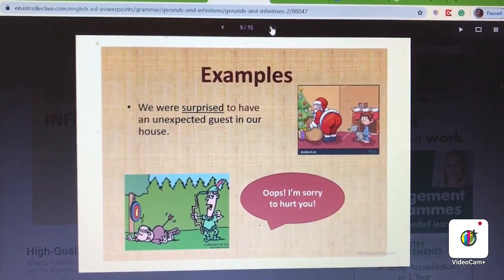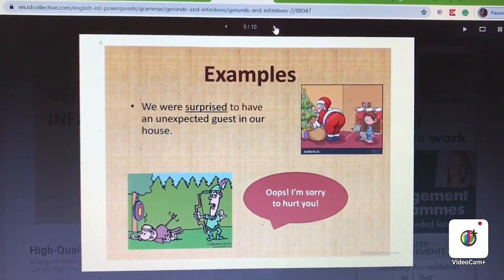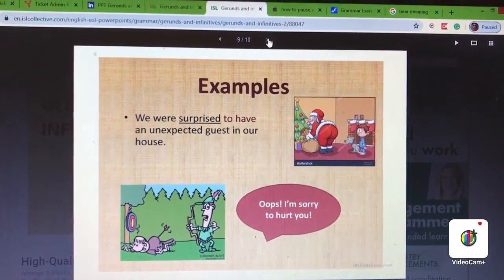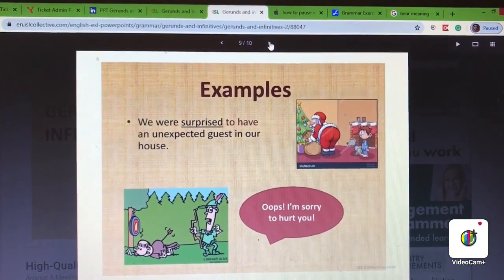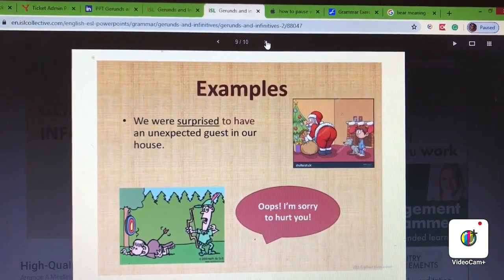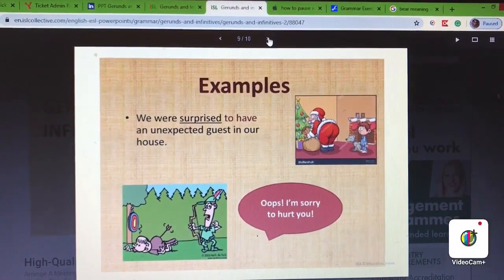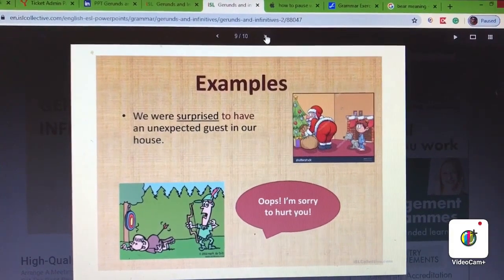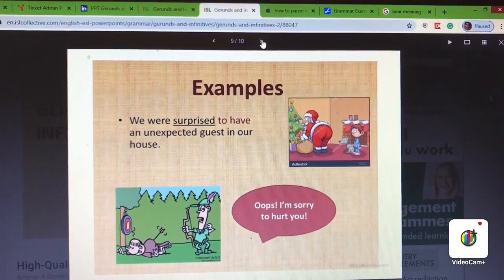Look at this example. We were surprised to have an unexpected guest in our house. It's not a compound sentence, it's a simple sentence, it's a single clause. And how are we using the infinitive? We are using it with the main verb surprised. We were surprised. Why? To have an unexpected guest in our house.